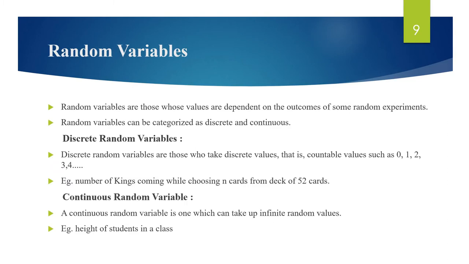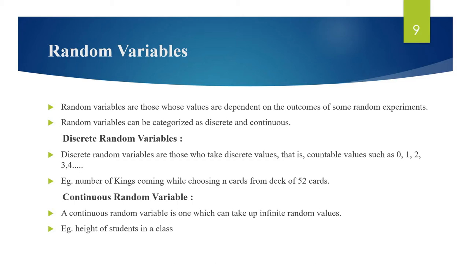Let's move on to the next topic, which is random variables. So the random variables are an important concept of probability theory. It can be said as the very basic concept of probability theory. Random variables are those variables whose values are dependent on the outcomes of some random experiment. Random variables can be categorized as discrete and continuous.